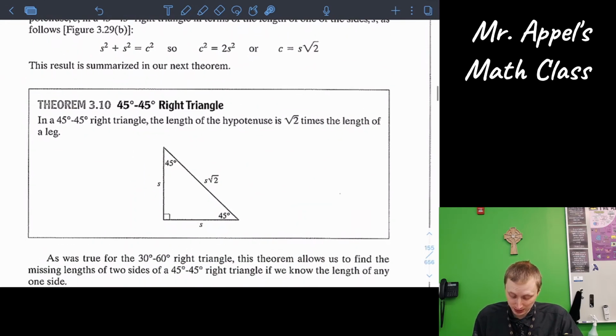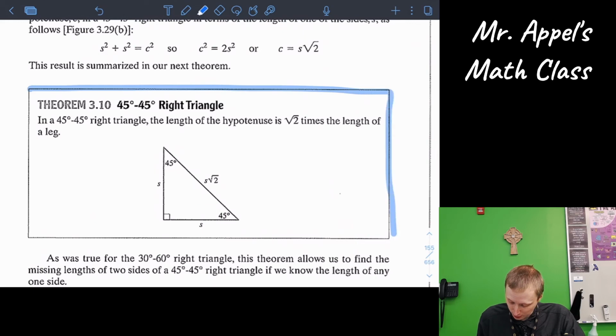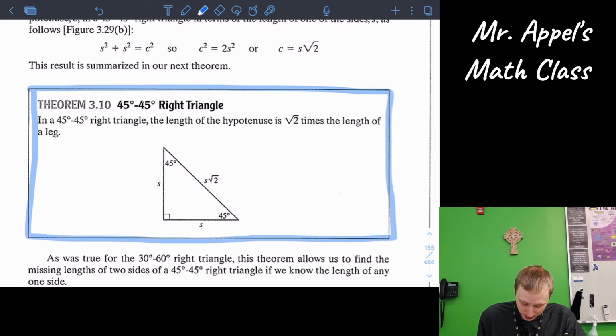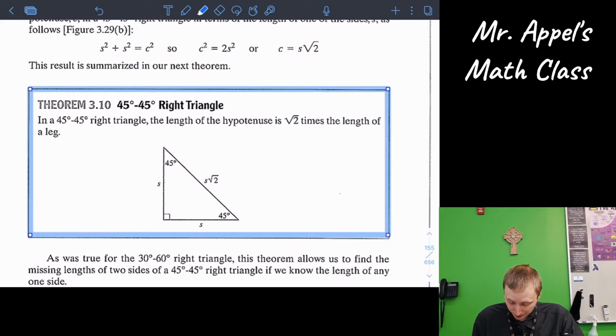Summarized all right here. Make sure you add this theorem to your notes with all of the juicy details on our second special triangle. In a 45-45 right triangle, the length of the hypotenuse is square root 2 times the length of a leg. Okay? Hypotenuse is root 2 times a leg.